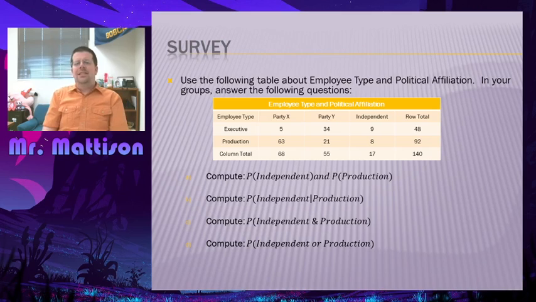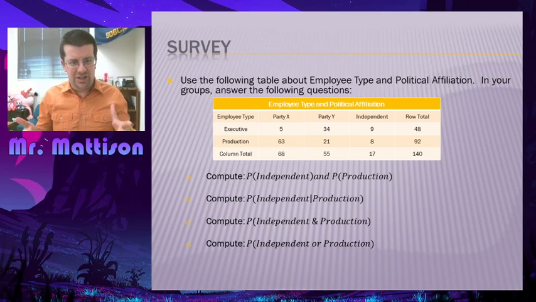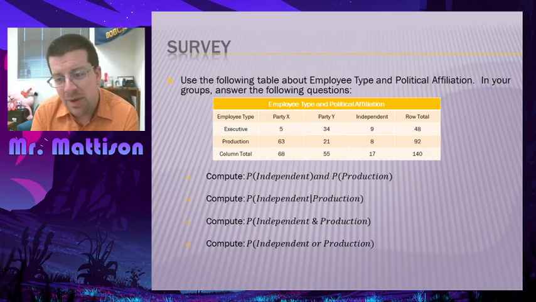Okay, let's take a look at this in a slightly different context. Here we have a chart view, as opposed to just being given the actual numbers. So we're going to try and answer these questions. Go ahead and pause and try to answer those 4 questions in regards to this table.